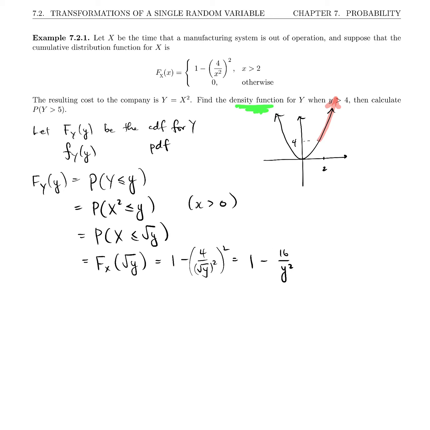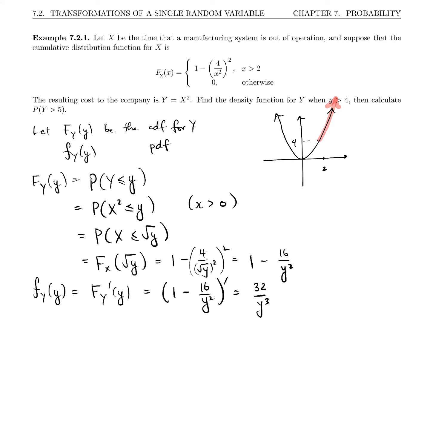That's not what we're asked for, though. We want the density. So we are going to use the fact that the density function is the derivative of the cumulative distribution function. Normally we calculate the CDF as the integral of the density. We're going to go the other direction this way. So we want the derivative of 1 minus 16 over y squared. The derivative of a constant is a 0. This is minus 2. That minus 2 is to come down and multiply by minus 16, and so we get 32 over, subtracting 1 from the power, y cubed.